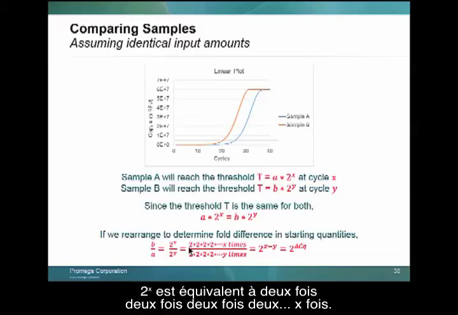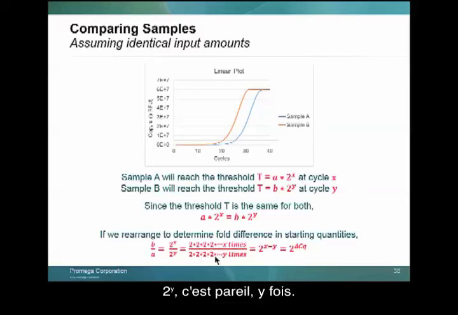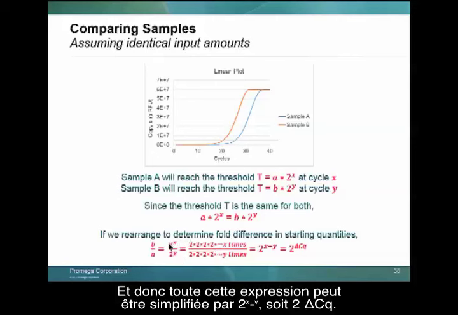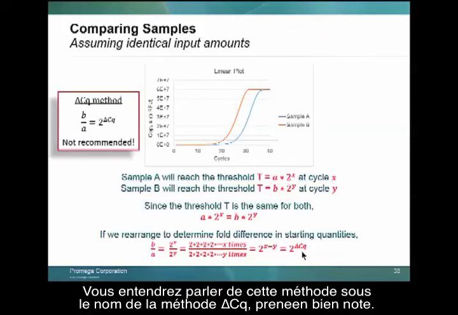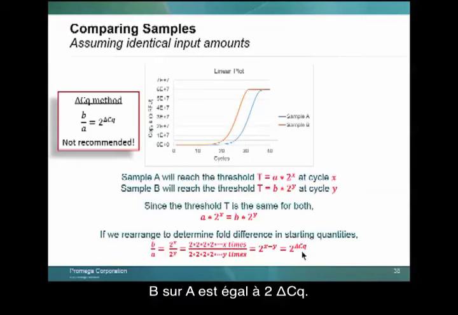2 to the x is the same as 2 times 2 times 2 times 2, x times. 2 to the y is the same thing, y times. So this whole expression will cancel down to 2 to the x minus y, or 2 to the delta Cq. And you'll hear this called the delta Cq method. So write this one down. B over A equals 2 to the delta Cq.